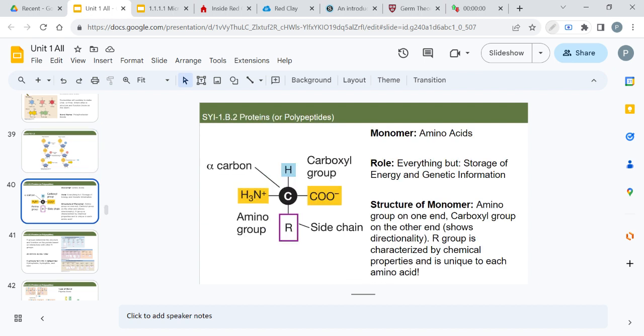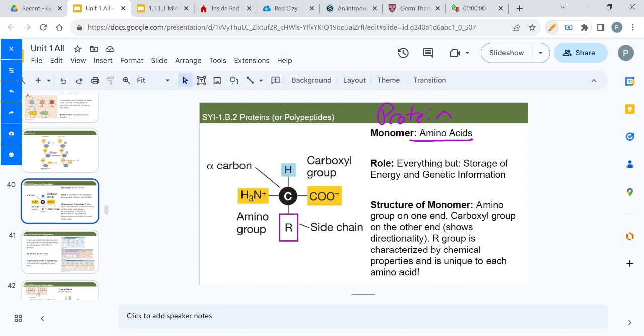Your next group is going to be your amino acids. So we are now moving into amino acids. This is your proteins. Your amino acids are the monomers. The polymer is going to be what's called a polypeptide. We'll show you that in a little bit.